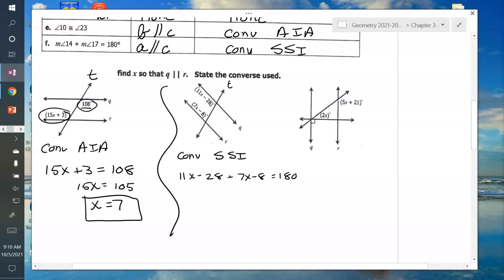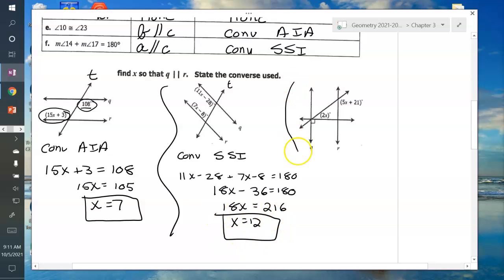Now I'm going to combine my like terms. I get 18x minus 36 equals 180. 18x equals 216. And 216 divided by 18 is 12. And now let's do this last one.